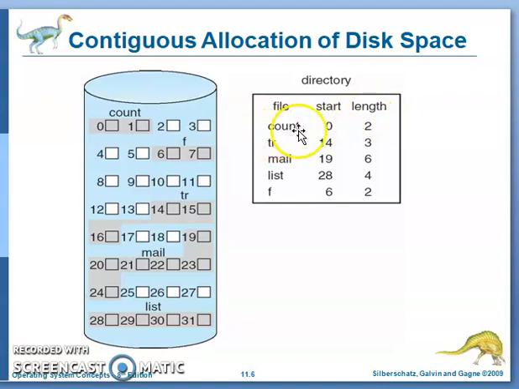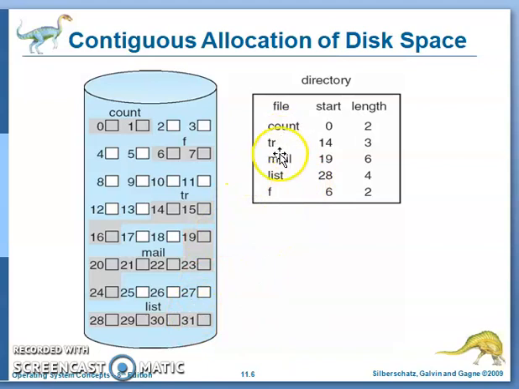For example, count is one file, tr is the second file, mail is the third file, list is the fourth, and f is the last file. The starting block of the count file is 0, and the length is 2, meaning 2 blocks represent the count file. The starting block of the tr file is 14, and the length is 3, meaning blocks 14, 15, 16 represent the file tr. Like that, mail, list, and f.